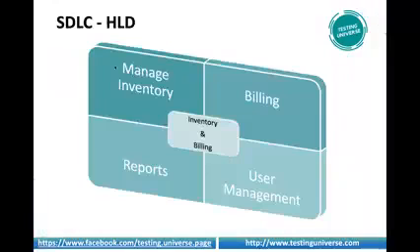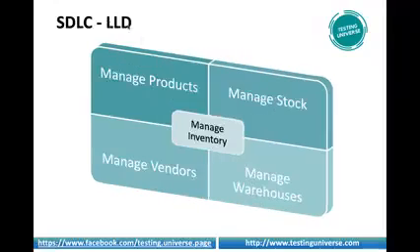So we'll take up the same example. You can see here, inventory and billing software. The high level architecture would be manage inventory, billing, user management, reports. Like this, a big module list will be given, and then how exactly they interact with each other. When you go to the low level design, right? In manage inventory, manage products will be there, manage stocks will be there, manage vendors will be there, manage warehouses will be there. All right.